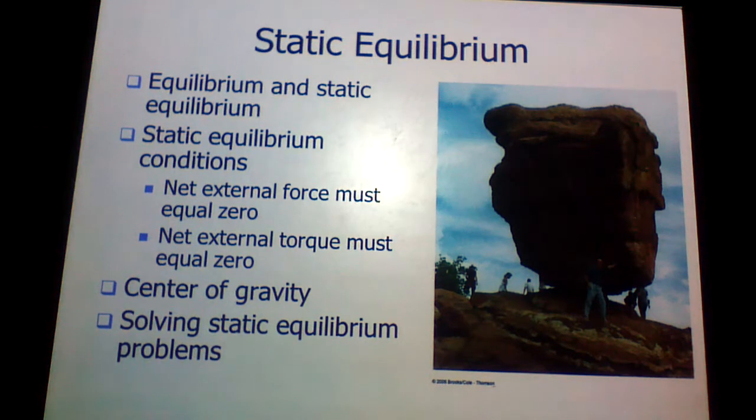For our objectives for this chapter, we're going to talk about what equilibrium means and then what static equilibrium particularly means. What are the static equilibrium conditions? I need a net external force that must be equal to 0, but I also need a net external torque that must be equal to 0 if something is going to be in static equilibrium. These are the conditions that we'll talk about, and we'll do several problems.